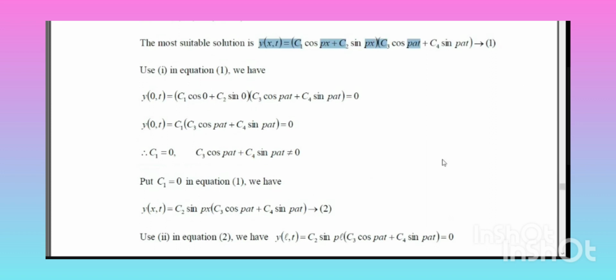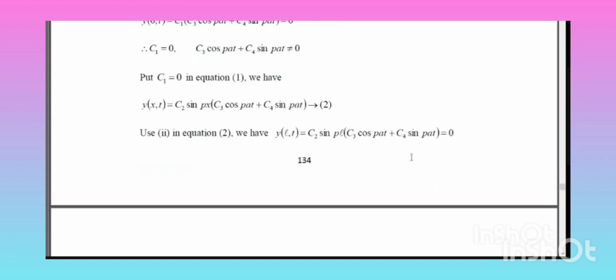So y of x comma t is equal to C1 cos px. C1 is 0, so that term will vanish. So the remaining terms will be in equation number 2: C2 sin px into C3 cos pat plus C4 sin pat. Take this equation number 2.